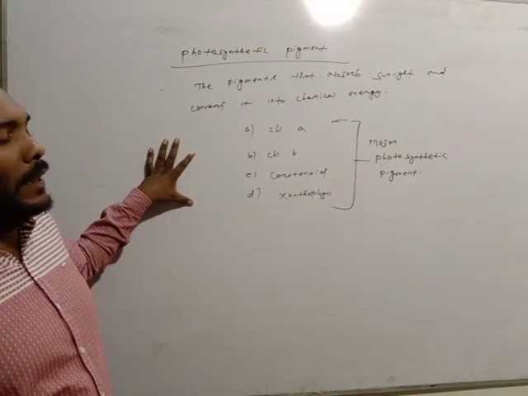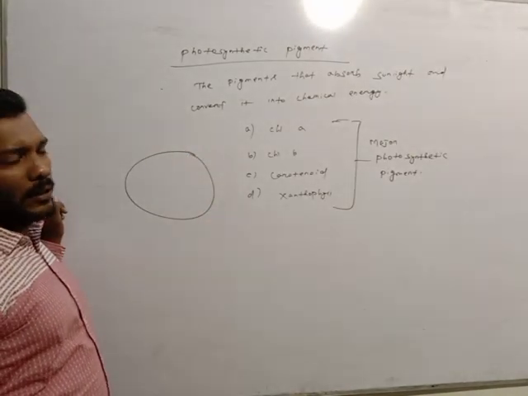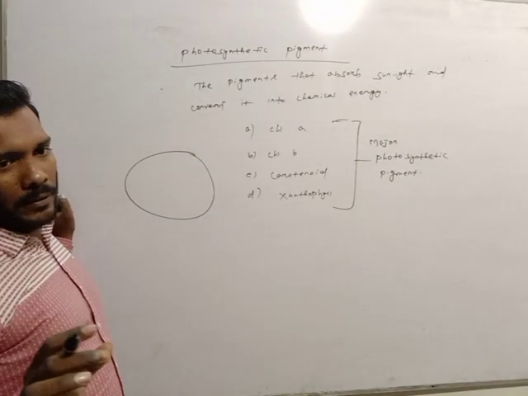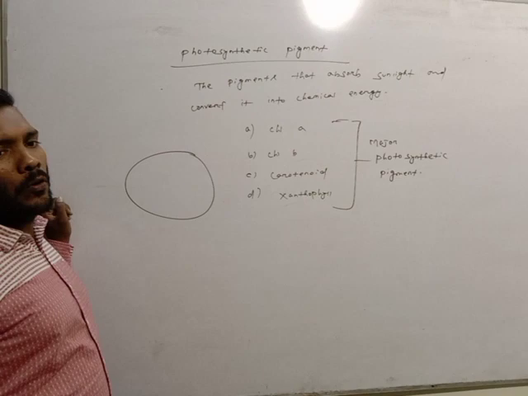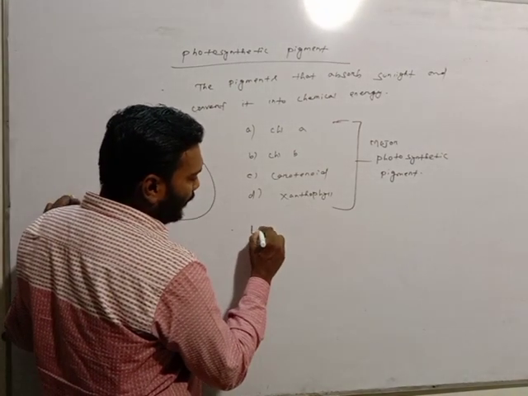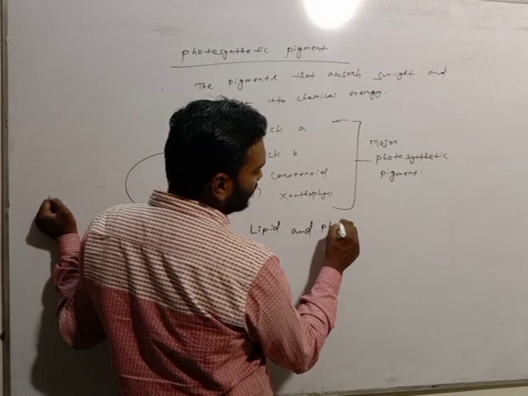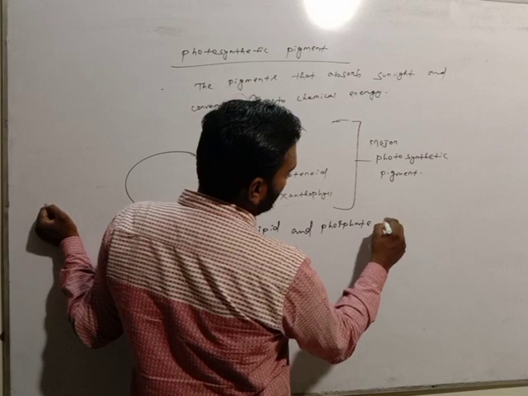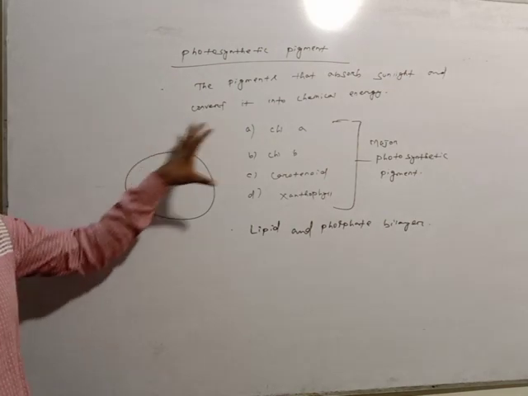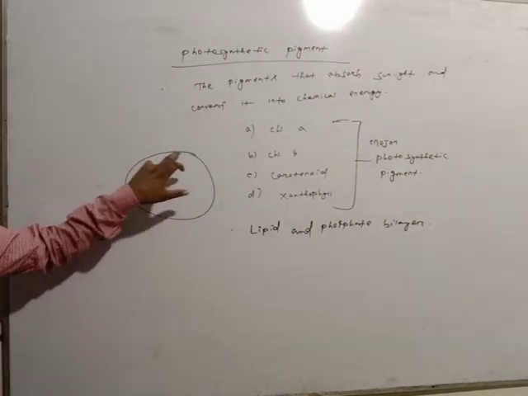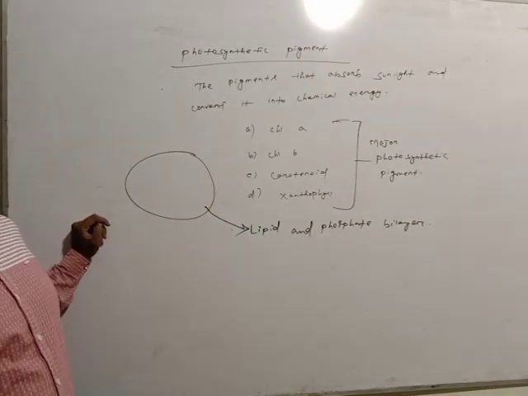These pigments are present in the thylakoid. Clear? Like your cell membrane, thylakoid is also a membrane. The membrane of thylakoid is composed of lipid and phosphate bilayer. Okay? This is the membrane of thylakoid. The membrane is composed of lipid and phosphate bilayer.